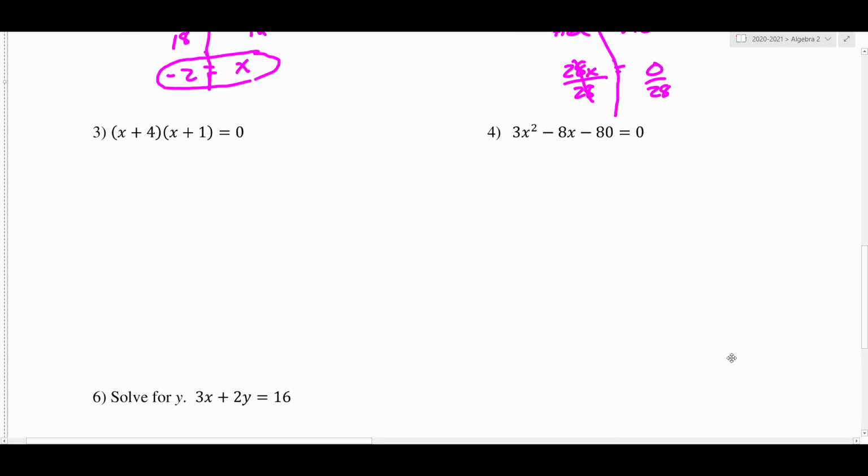All right, so number 3, this one also looks different from the first two. You'll notice that we have two parentheses, right? So we have an x plus 4 in the first parentheses and an x plus 1 in the second one. And this is where this thing called the zero product property is going to come into play. All right, so we have two things that are being multiplied to give us a 0.